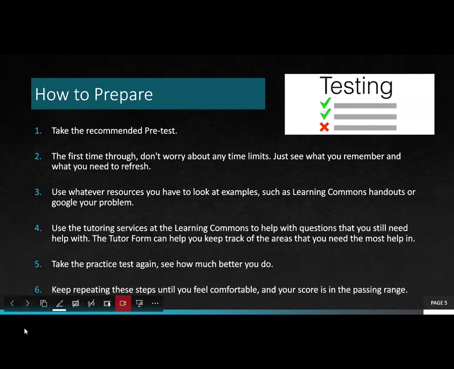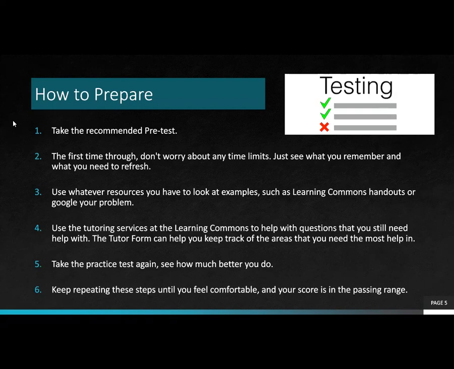We were thinking about how best to prepare for this, and this is our thoughts on a good plan. Take the recommended pretest. The first time through, don't worry about time limits. Just see what you remember and what you need to refresh. I think you might be surprised.